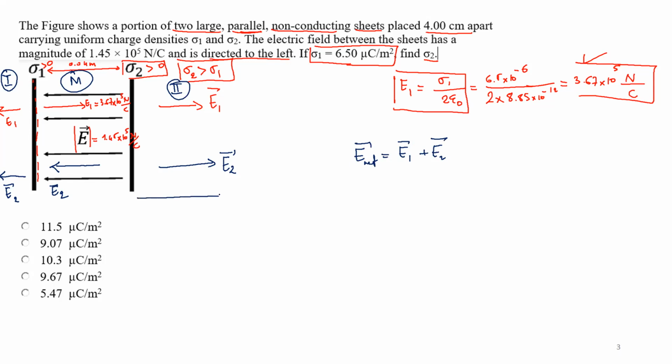Now, let me choose a positive x-axis. This is my positive x-axis. It's pointing towards the right. Now let me project these vectors along the x-axis. E net, well, I know that E net is pointing along the negative x-axis, so this is minus E net. E1 is pointing toward positive, so it's plus E1, right? E2 is pointing along negative, so minus E2.